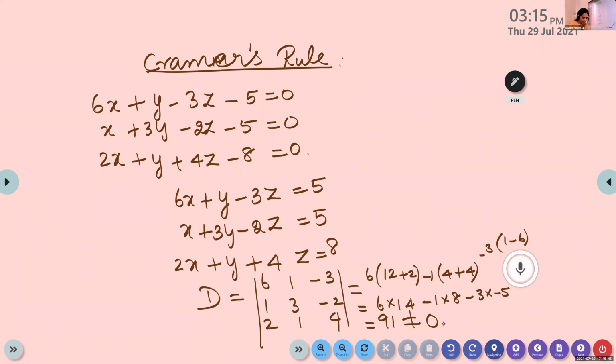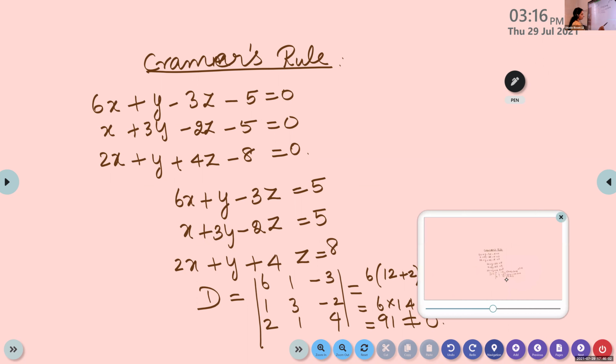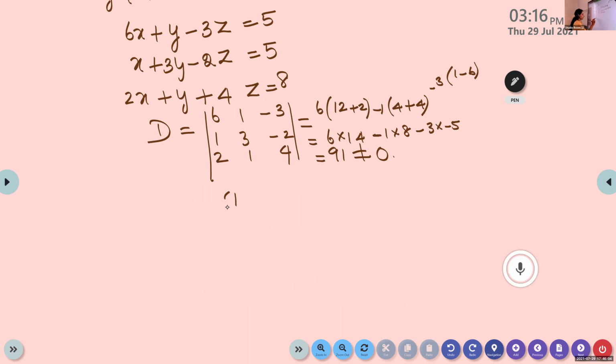If D is 0, then it has no solution or infinite solutions. If D is not equal to 0, then what can you say? It has a unique solution. You can mention this: D is not equal to 0, therefore the given equation has a unique solution. Now, how to find the solution?